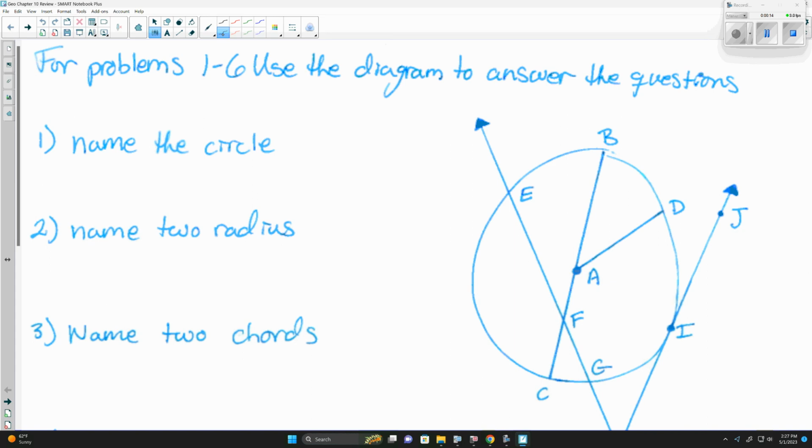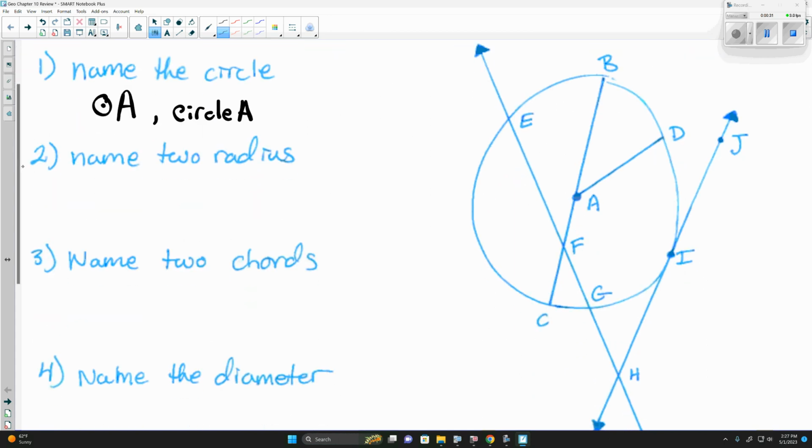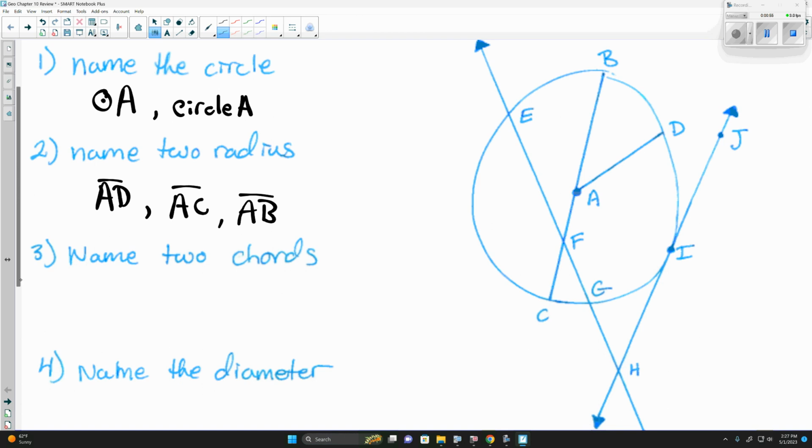So if we want to name the circle, we name it by its center. So we can say circle A. Now, if we do want to name the radius of a circle, we use the center to a point on the circle. So AD would be a radius. We can also say AC or AB. And since it is a line segment, we do need to put the line segment symbol above it. Any questions on 1 or 2?